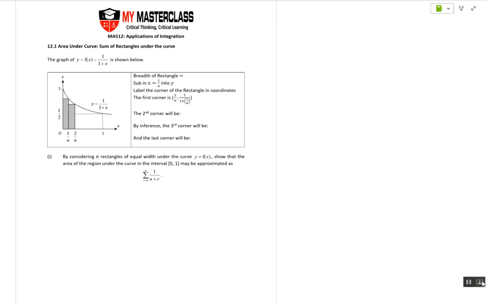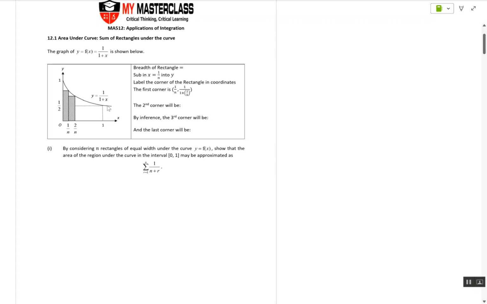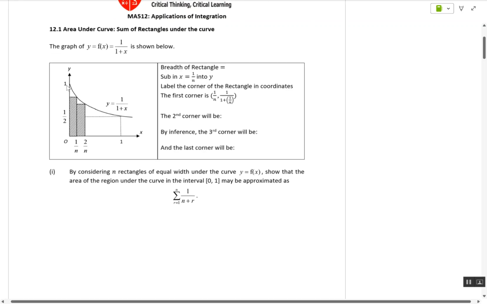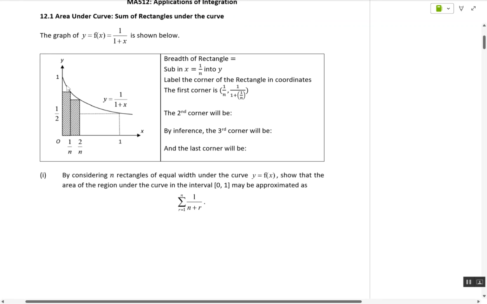Previously we talked about the real meaning of definite integrals, that is like looking at the area under a graph from a certain x value to another x value. Now, how we actually got there is by calculating the sum of the rectangles under the curve. So to get the area under the curve is actually looking for the sum of rectangles under the curve.